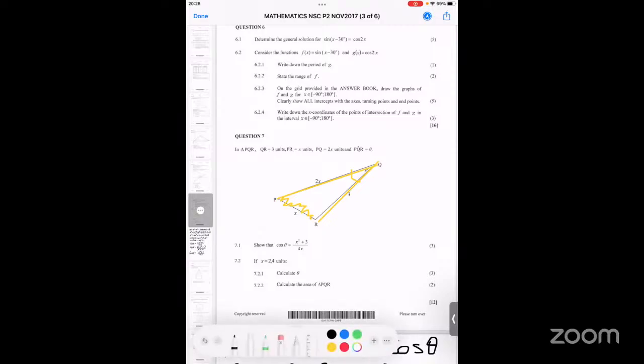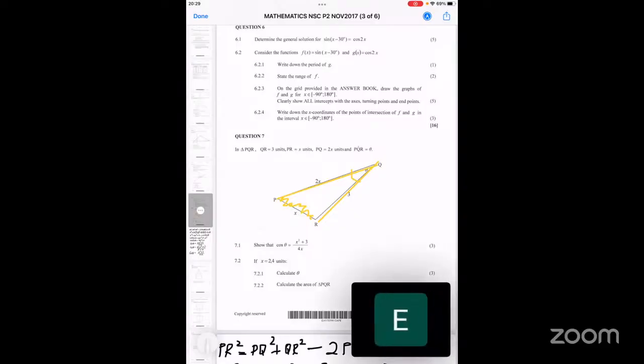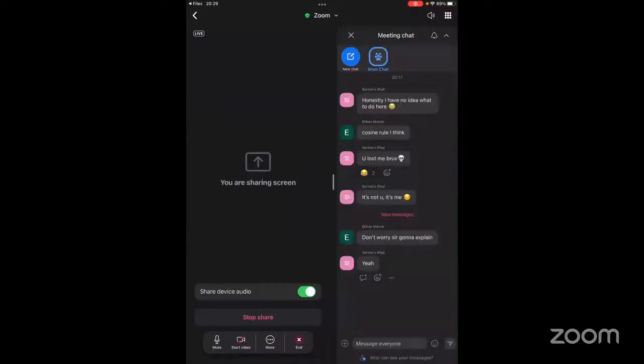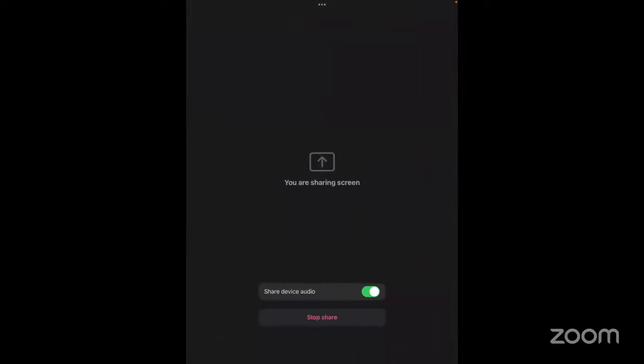There are the next 2 questions where they say if x is equal to 2.4 units, calculate theta. And the next question wants you to calculate the area of the triangle. Okay. Again, please do let me know when you are done. Just be aware that if I'm sharing my screen, I'm not able to see your comments.